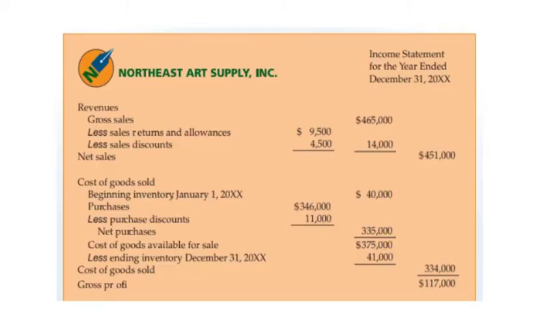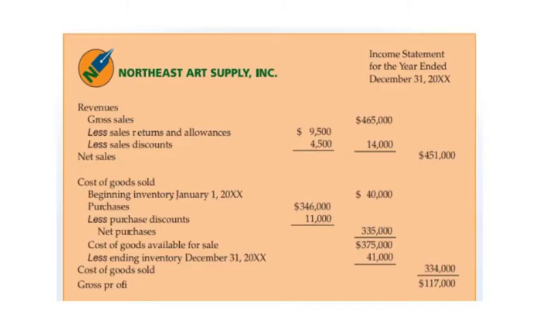Deductions made from this amount are sales returns, or merchandise returned to the firm by customers; sales allowances, or price reductions offered to customers who accept slightly damaged or soiled merchandise; and sales discounts, or price reductions offered to customers who pay their bills promptly. The remainder is the firm's net sales. This is the actual dollar amount received by the firm for the goods and services it has sold after adjustments for returns, allowances, and discounts. For Northeast Art, net sales are $451,000.